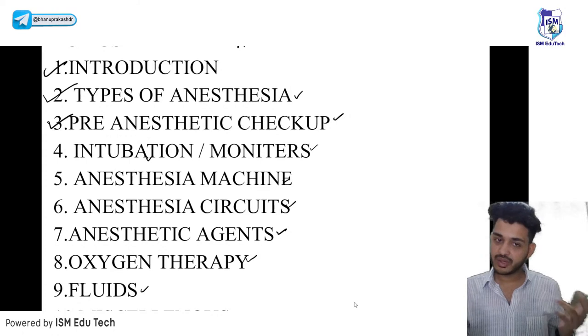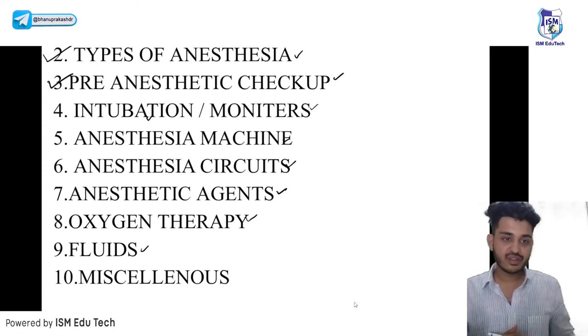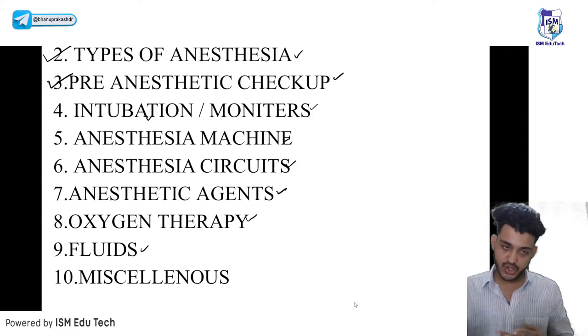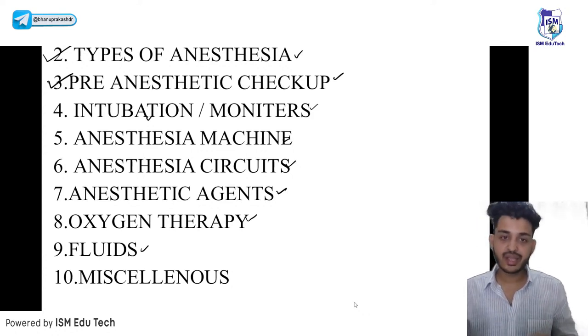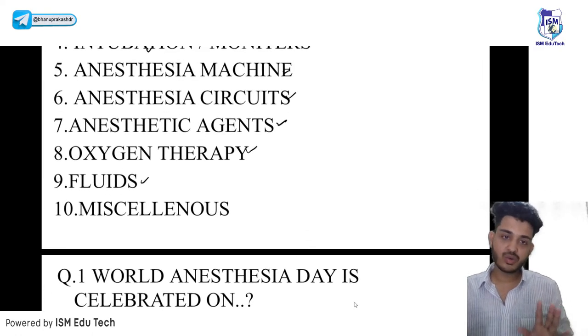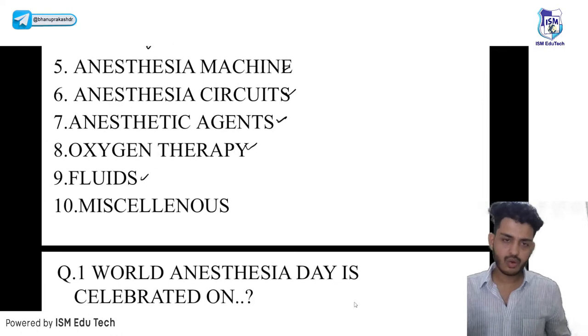Then we have studied about the pre-anesthetic checkup. The patient is going for the pre-anesthetic checkup. Then we have studied about the intubation part. In intubation, we need a laryngoscope. Three more things. We need tubes, ET tubes, laryngeal mask airways, and adjuncts. Then we have studied about the monitors. Five mandatory monitors. Two more monitors we have seen: one is central line and another one is Swan-Ganz.